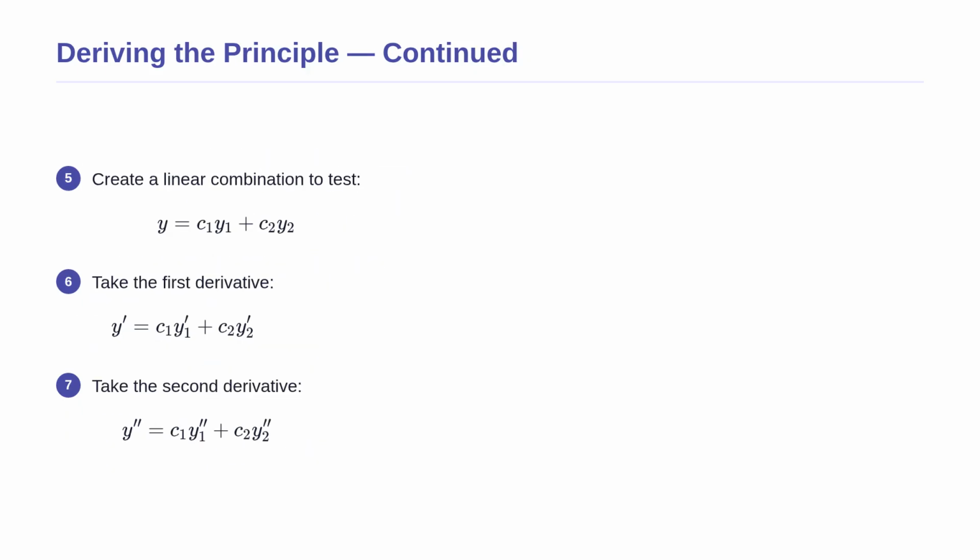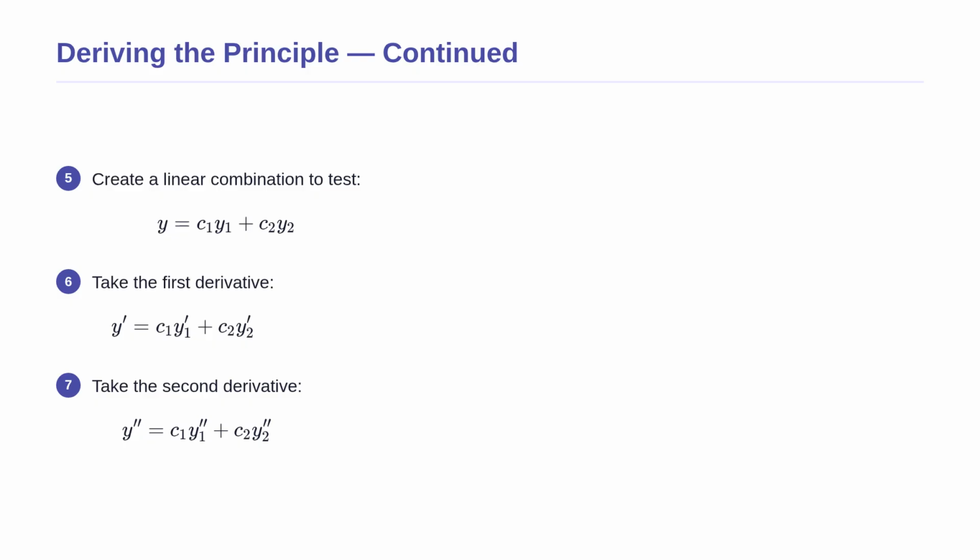Continuing with our proof, we want to test if a linear combination of these two solutions is also a valid solution. We create a new function, y, by multiplying our first solution by a constant c1, multiplying our second solution by a constant c2, and adding them together.